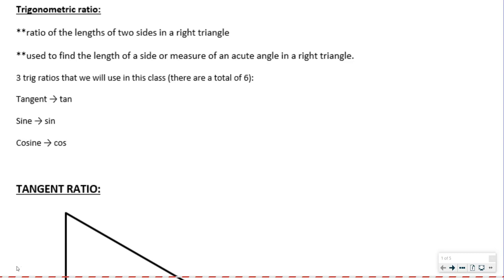So the trig ratios that we'll use in this class, even though there are a total of 6, we're only going to use 3 in this class: tangent, sine, and cosine. And we would abbreviate them TAN, SIN, and COS. But they're tangent, sine, and cosine. So what we're going to look at today is the tangent ratio.